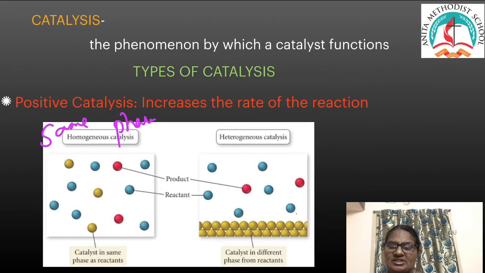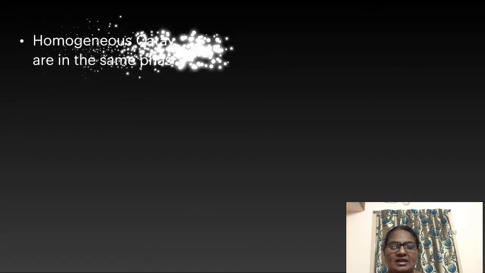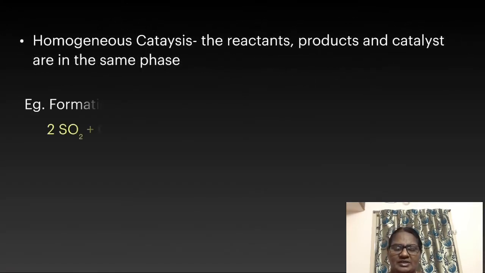Just the opposite is heterogeneous. Different phases. The product and the reactant are in one phase. The catalyst is in another phase. Let's try to understand this with examples. Homogeneous catalysis. The example is the formation of sulfur trioxide.